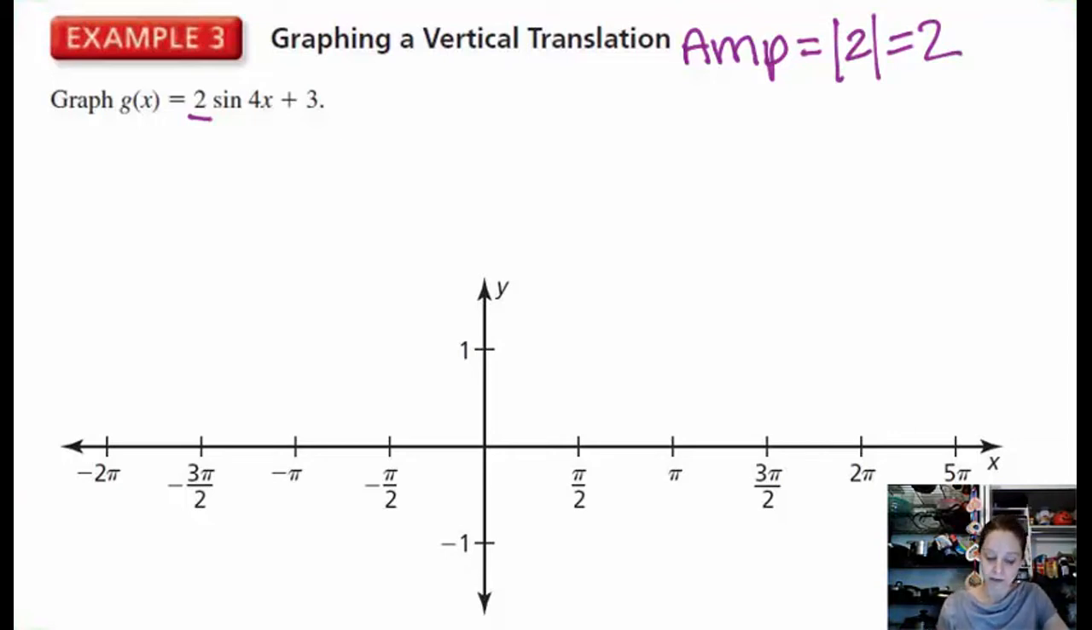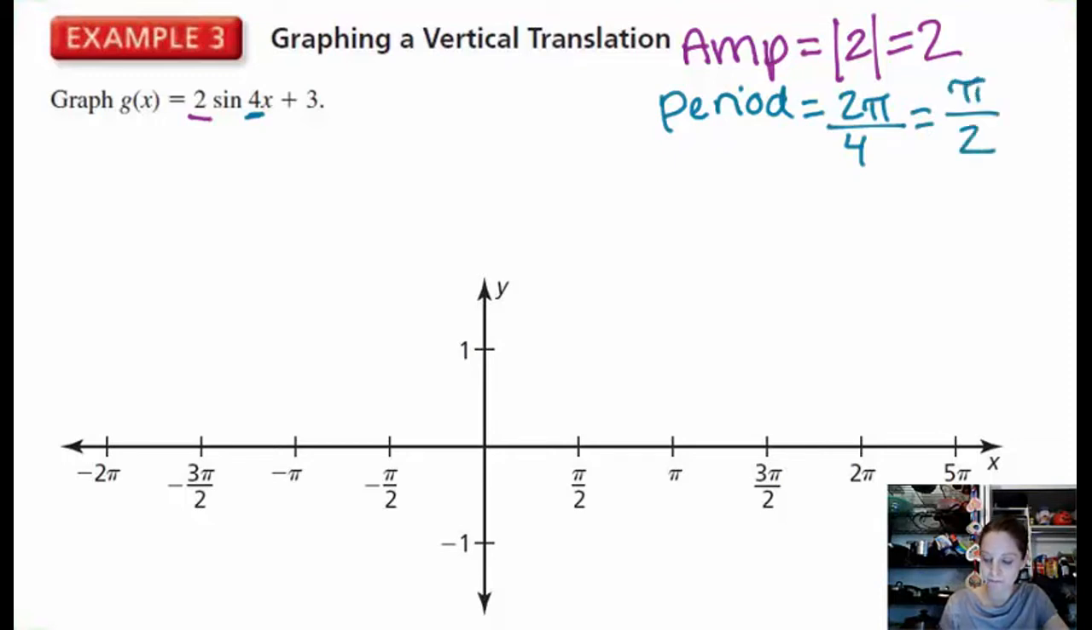We're going to identify the period. This is the B value, which is 4. So the period is 2 pi over B. 2 pi over 4 is really pi over 2. Identify the horizontal shift. There isn't one. Horizontal shift is 0. The graph doesn't move left or right. And the vertical shift is plus 3. So let me do vertical shift equals plus 3. Okay, that was step 1.